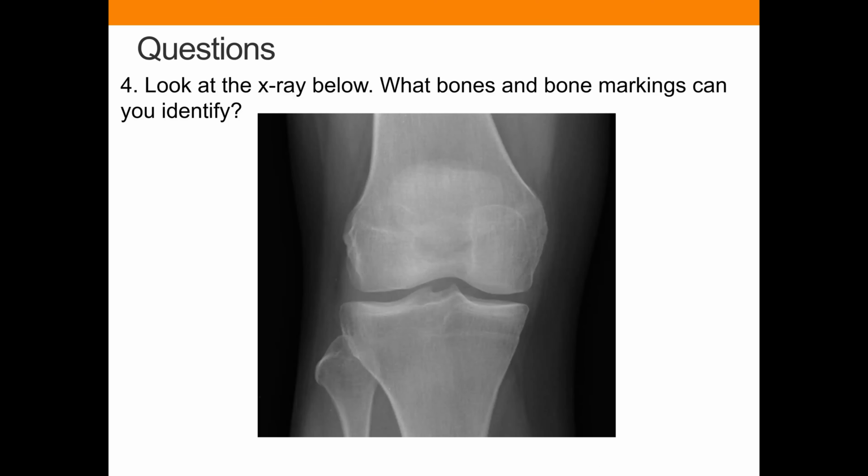Question 4, look at the x-ray below. What bones and bone markings can you identify? So this is an image of the knee joint, in case you were wondering. If we look at the major bones we can identify, this is the femur at the top, the largest and heaviest bone in the body. This is the tibia at the bottom. That is the second largest and heaviest bone of the body. You can also see the fibula over here on the left.